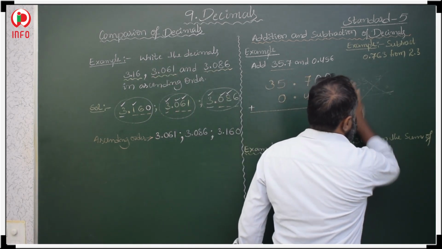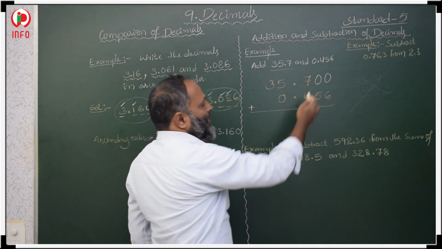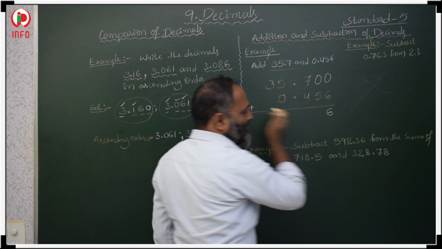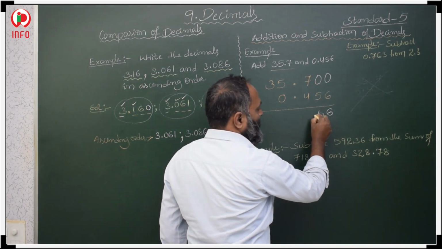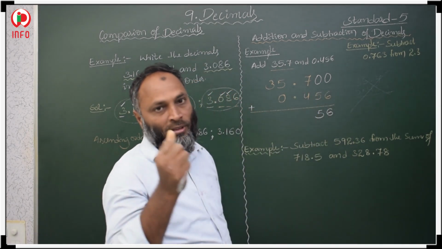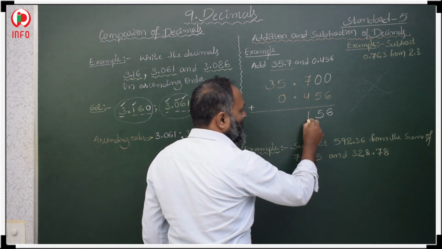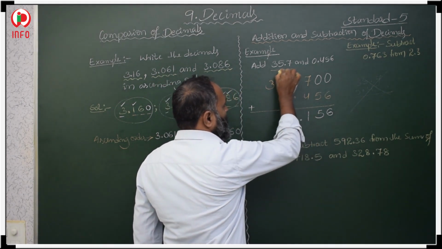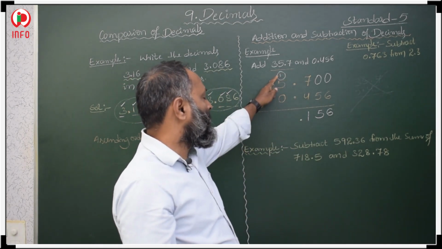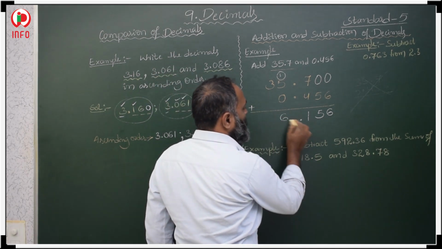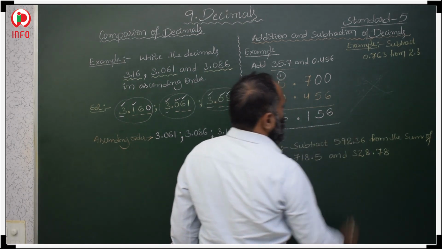So first we arrange in that order column-wise, then after that add. 0 plus 6, that we know is 6, 0 plus anything is the number itself. 0 plus 5, 5. 7 plus 4: 7, 8, 9, 10, 11. 11 means 1 in the tenths place, and again the 1 we have to carry over to the ones place. 5 plus 1, 6. 6 plus 0, 6. And this 3. 36.156.